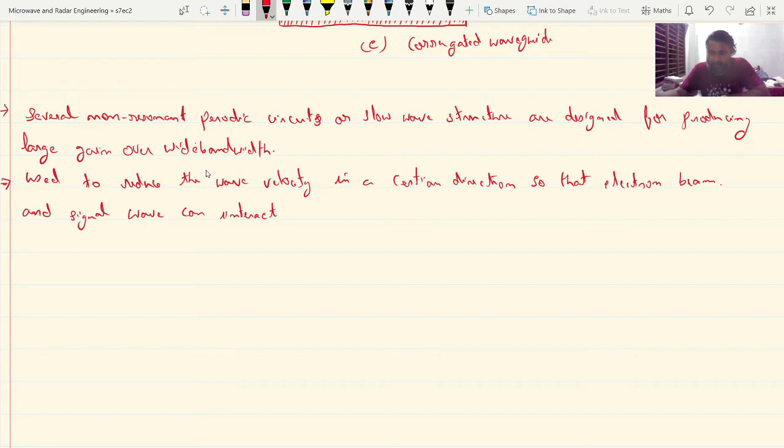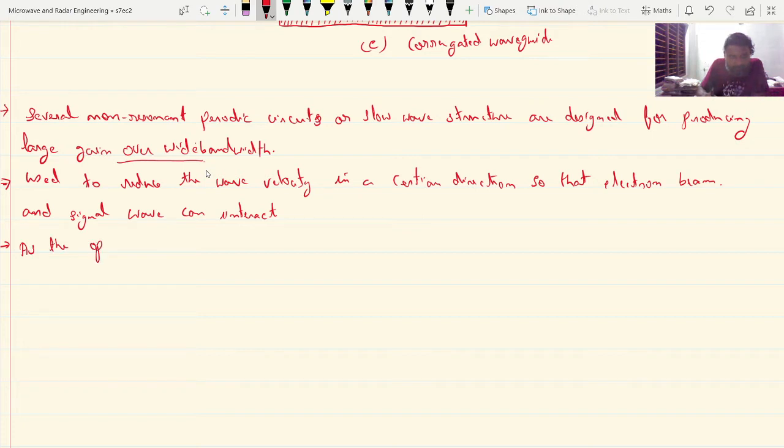The normal resonator that we have been utilizing, which consists of an inductor as well as a capacitor, cannot generate large output. So in order to overcome that, we normally utilize a non-resonant periodic circuit, otherwise called a slow wave structure, which is designed for producing large gain over a wide bandwidth. I will write that one.